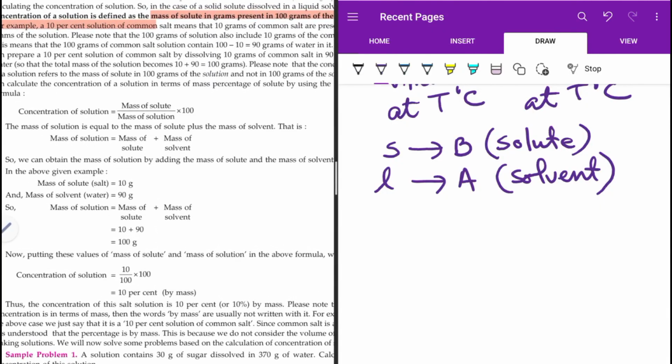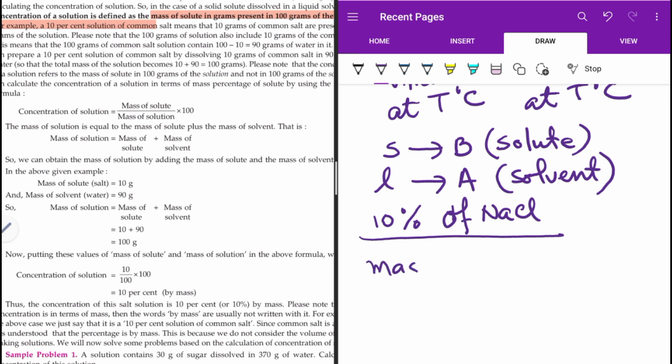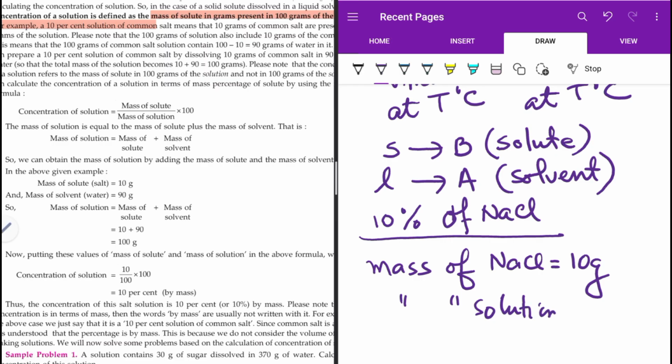Okay, so if I say it is a 10% solution of NaCl, then it clearly means that the mass of NaCl over here is 10 gram, if the mass of the solution is actually 100 gram. Then the mass of the NaCl, that is solute, is 10 gram.